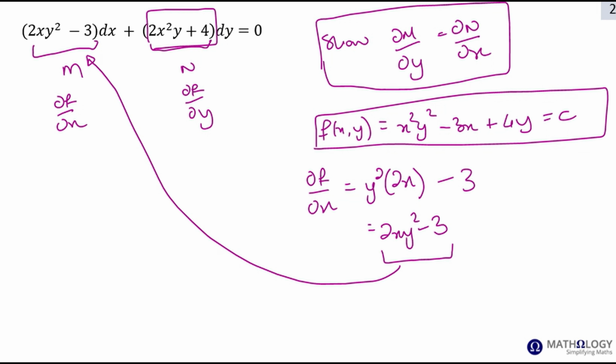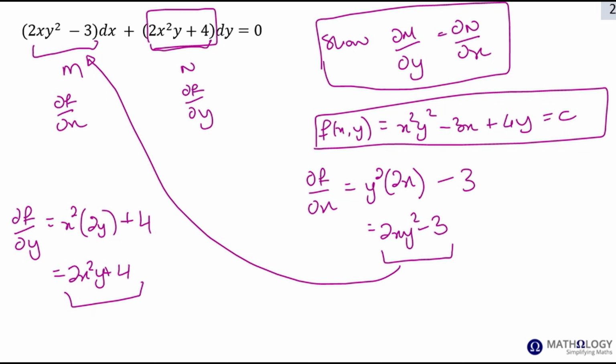So that is correct. Now, the partial of f with respect to y, y is now the variable we differentiate with, so x squared is your constant. The derivative of y squared is 2y. The derivative of minus 3x with respect to y is going to be 0, because this is treated as a constant with respect to y. And the derivative of 4y with respect to y is going to be plus 4. So cleaning that up, we have 2x squared y plus 4. And this expression here for the partial of f with respect to y is the same as that for n. So this solution is correct.